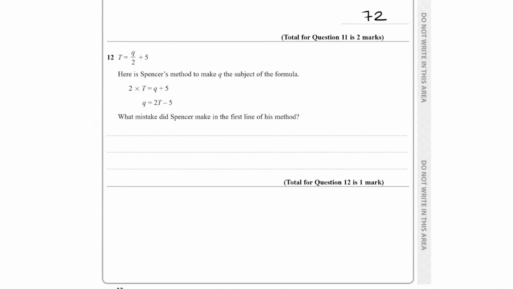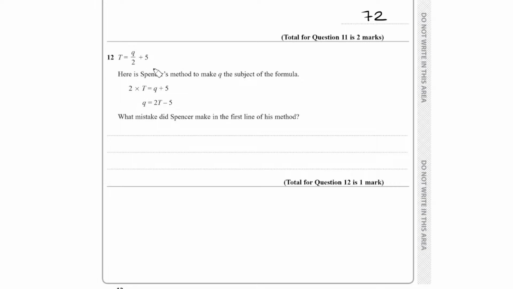Okay, question 12. We've been given a formula, so T is equal to Q over 2 plus 5. Here is Spencer's method to make Q the subject of the formula. What mistake did Spencer make in the first line of his method? So sometimes I find it hard to explain what was wrong. You can always correct it. You can write down, he should have done this instead, if you find that easier, to explain what he should have done, or you can just write the correction. Normally that will give you the mark.